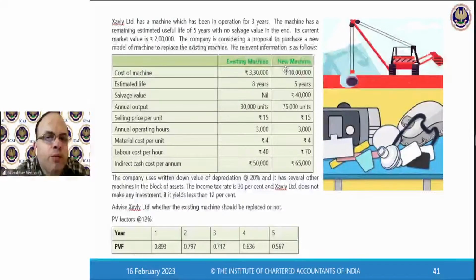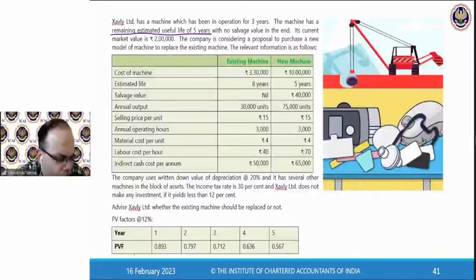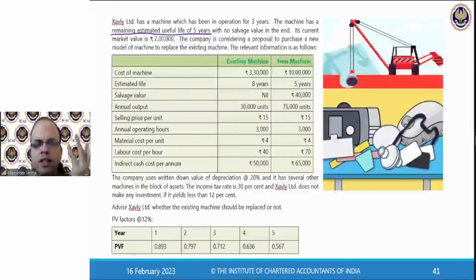The company is considering a proposal to purchase a new model of machine to replace the existing machine. They're giving you a lot of information here. Existing versus new. Existing machine cost, new machine cost, life. Existing machine is 8 years, but mind you, I think on the top they've said remaining estimated useful life is 5 years, guys. Remaining estimated useful life is 5 years. So probably remaining life for the existing machine is 5 years, and the new machine itself is also with 5 years. Salvage value for the new machine is also given.